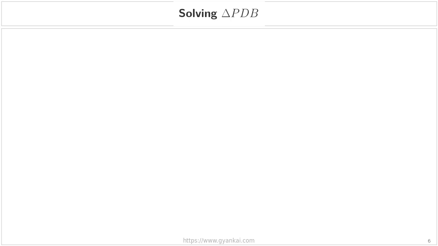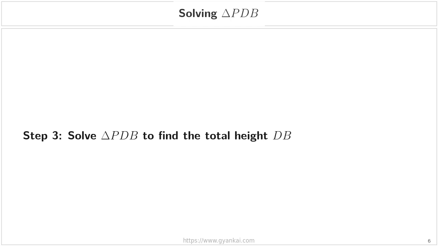Solving triangle PDB. Now that we have successfully used the first triangle to find the distance from the observer to the building, we move on to step 3. Our goal here is to solve the larger triangle, triangle PDB, to find the total height from the ground to the very top of the flagstaff, which we call segment DB.